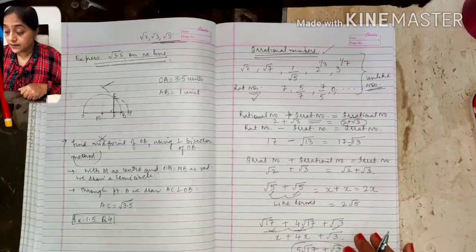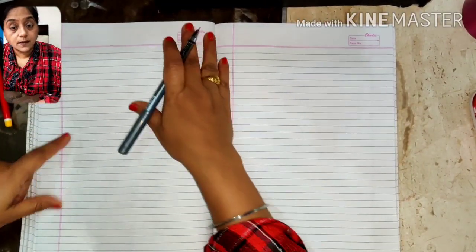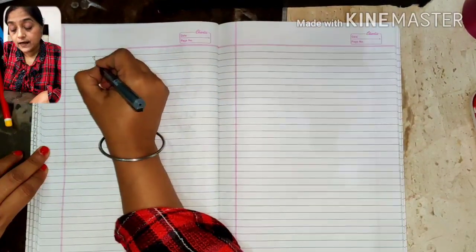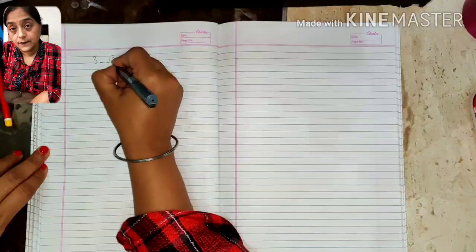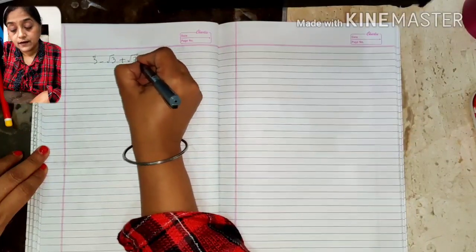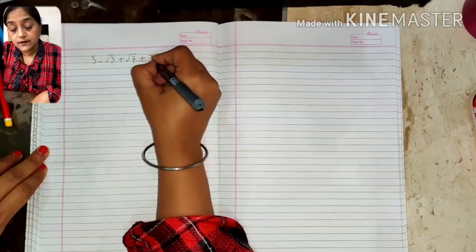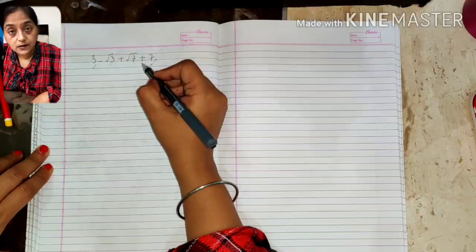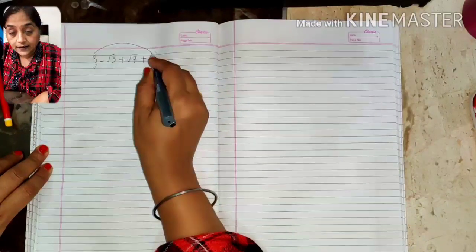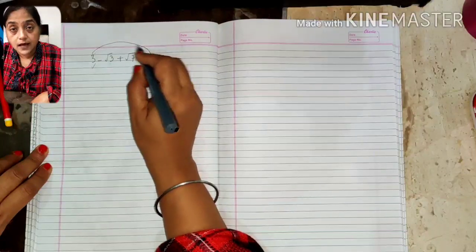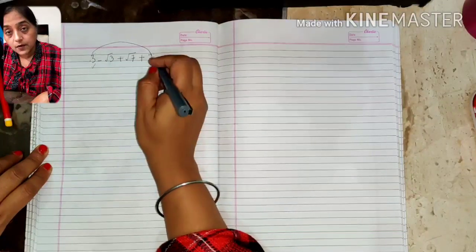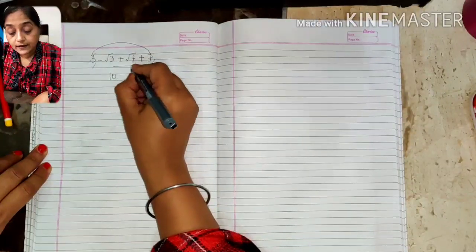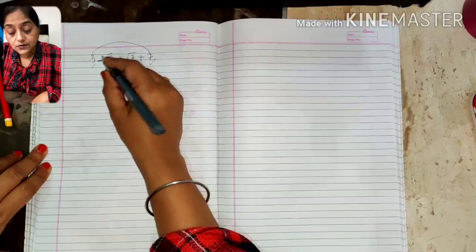Is it clear? Similarly, we cannot subtract the irrational terms. Like I have 3 minus root 3 plus root 7 plus 7. Please see, 3 and 7 are rational numbers. These can be added up. These are the same type of numbers. Same type of numbers can be added up. 3 plus 7, 10.